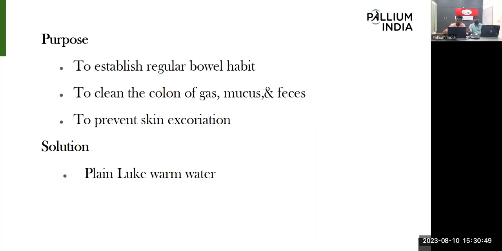So what is colostomy irrigation? Irrigation simply means flushing out or washing out the total colon at a single time. Why do we need to do this management for the sigmoid colostomy? The first reason is to establish a regular bowel habit.